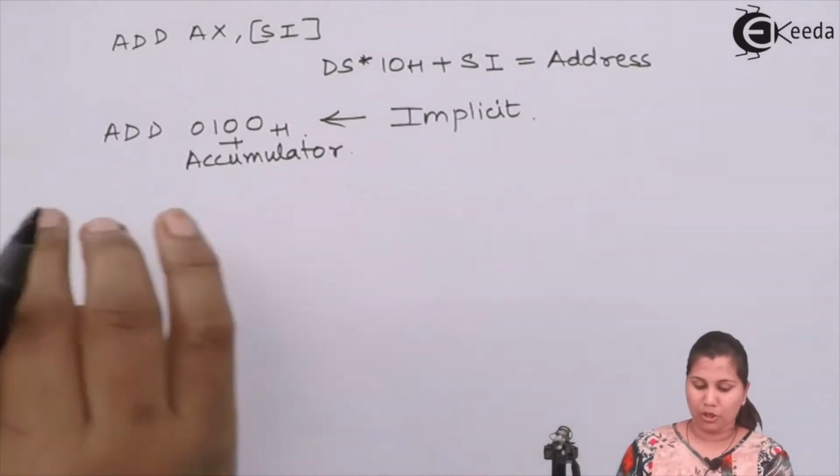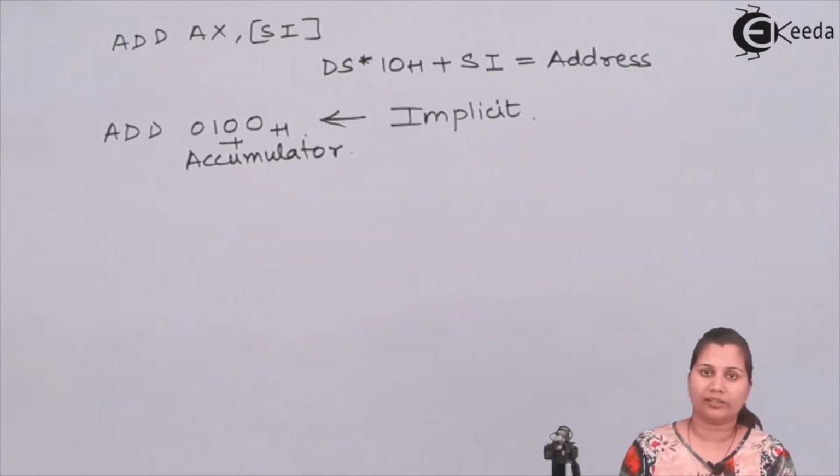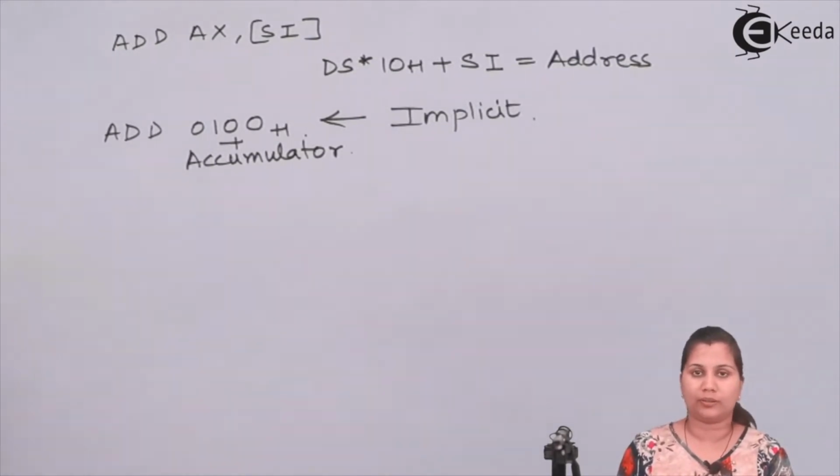So this is the ADD instruction through which we are adding the contents of either two registers, or a register and a memory location, or an immediate data with the register or the memory location. Next we have the addition with carry. We are using the carry flag here, and this carry flag along with the data will be added with the contents of the destination.